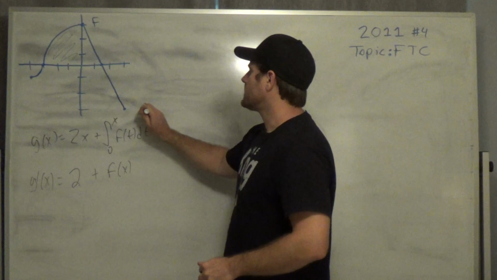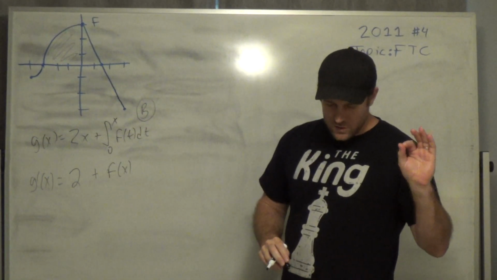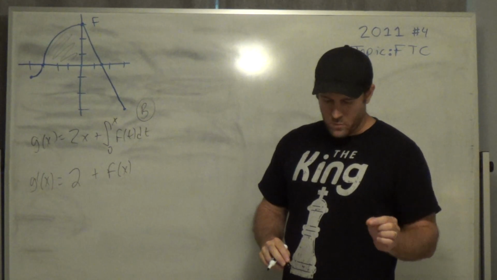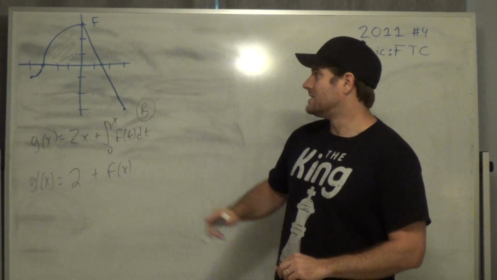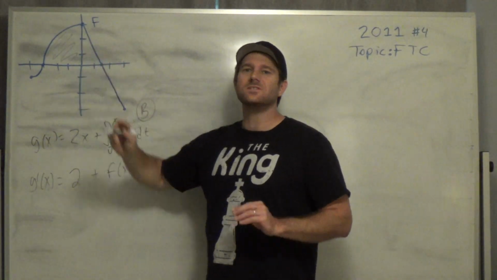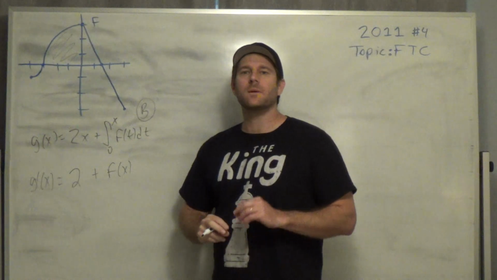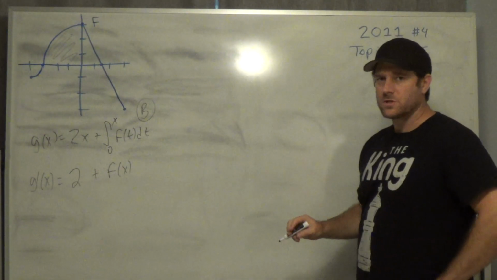All right, now let's look at part B. Part B says, determine the x-coordinate on the point when G has an absolute maximum. This isn't the graph of G, right? This is the graph of F. We want to know, when does G have an absolute maximum? Now, who can win the absolute maximum in words, endpoints or critical points?